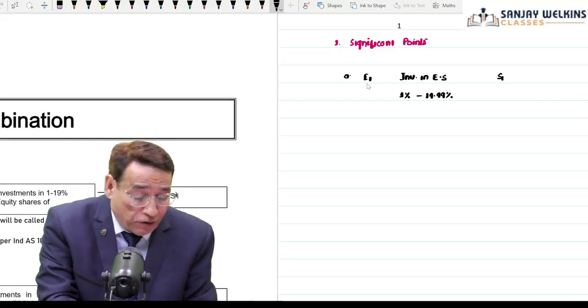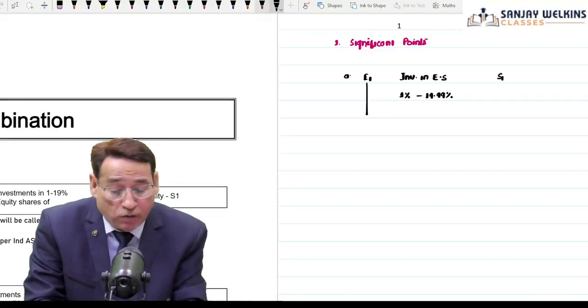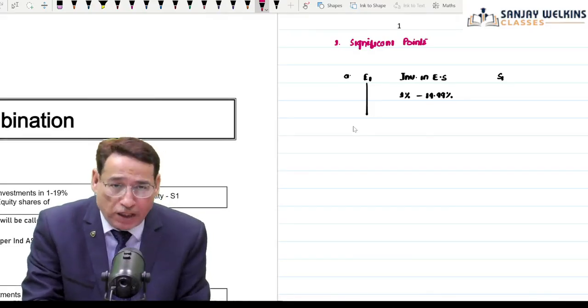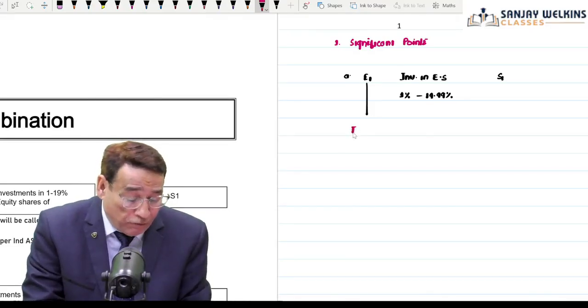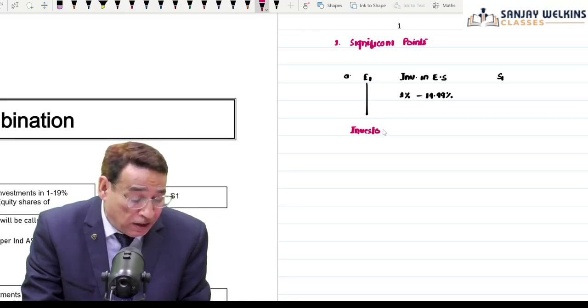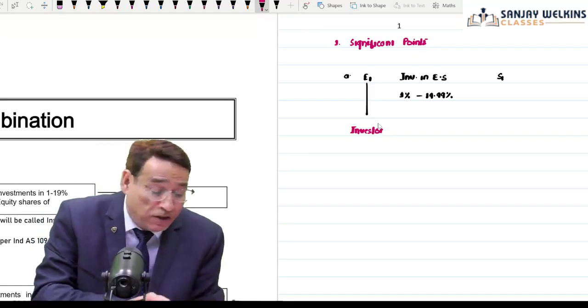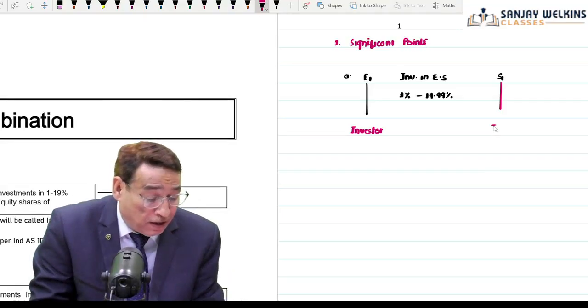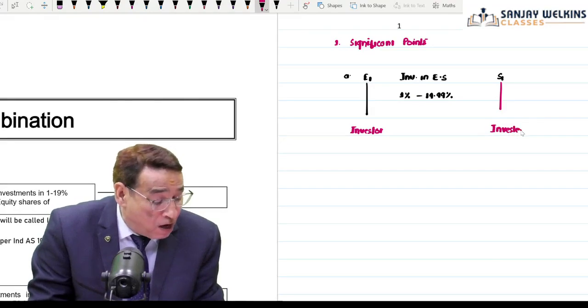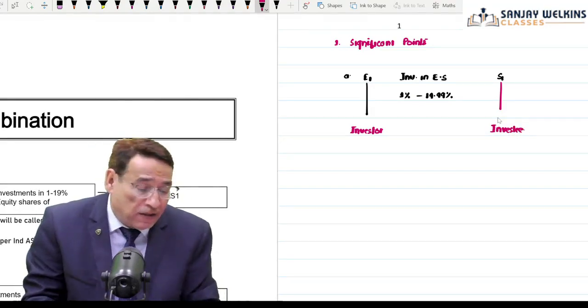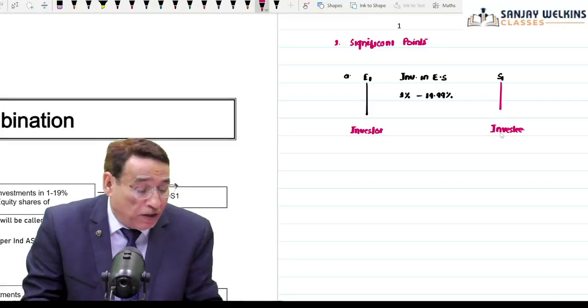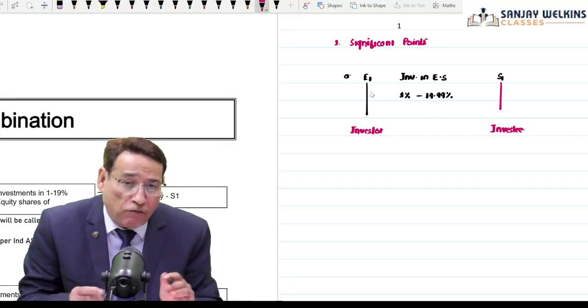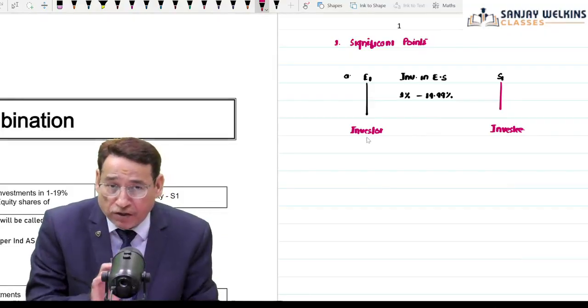In this case, as a professional student, you need to be well aware of these things, and some of you might already be aware. Correct? E1 will be considered as the investor entity, and the entity in which we have made the investment will be considered as the investee entity. So if an entity has invested in another entity, the latter is the investee entity, while the entity which has made the investment is the investor entity.